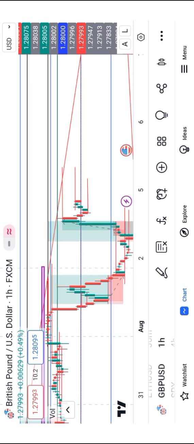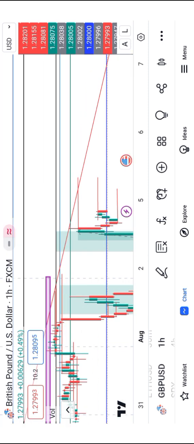So guys, I want to see price break above this. If it breaks above this one, price will go up to touch the other one. If it breaks above that one, then we are going up.